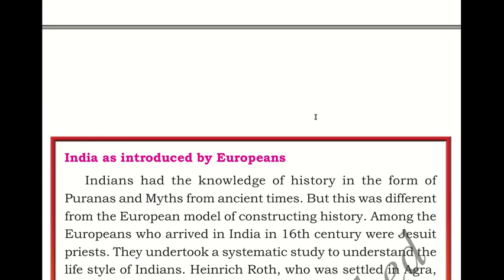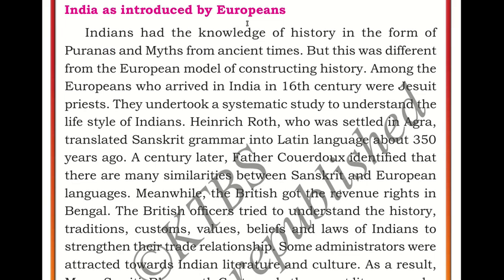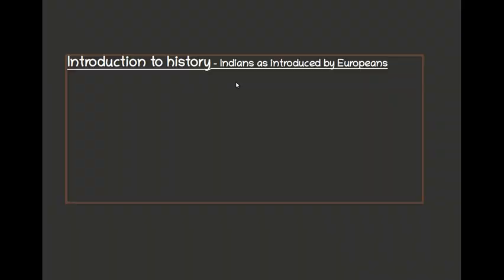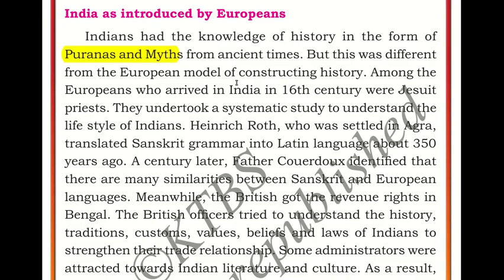Now, we are starting India as introduced by Europeans. Indians had the knowledge of history in the form of Puranas and myths from ancient times. But this was different from the European model of constructing history. So we as Indians had the way of passing on information in the form of Puranas and myths. We used Puranas and myths to pass on information. This was the Indian model. Okay. However, this was different from the European model.